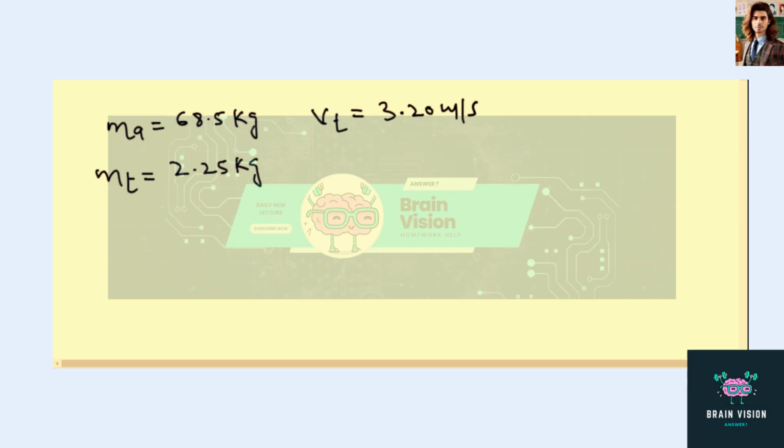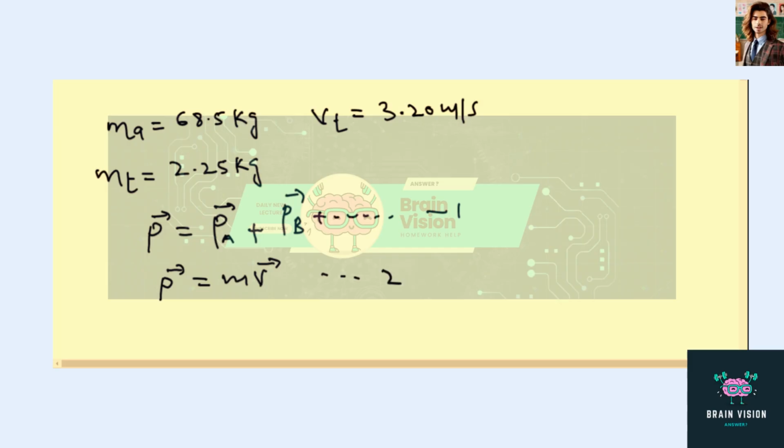Well, we know that the total momentum of a system is the vector sum of the momenta of the individual particles that make up the system. Therefore, total momentum is equal to PA plus PT plus so on. Let's call this equation number 1. And we also know that momentum is equal to mass times velocity. This is equation number 2.